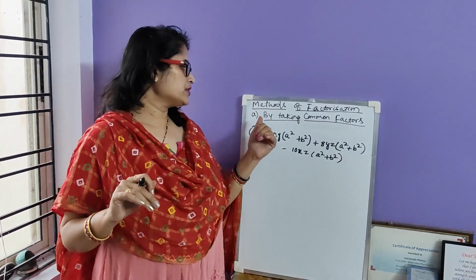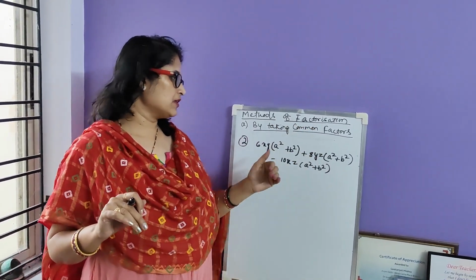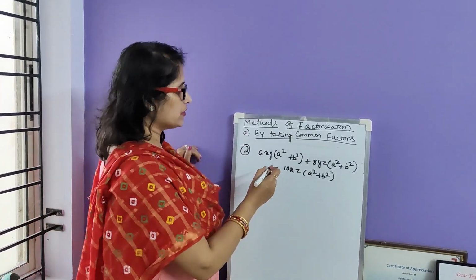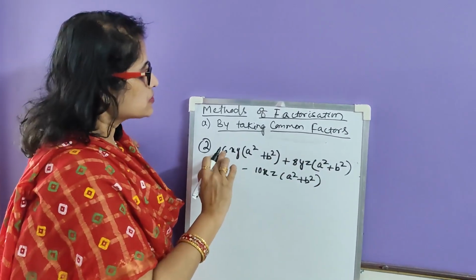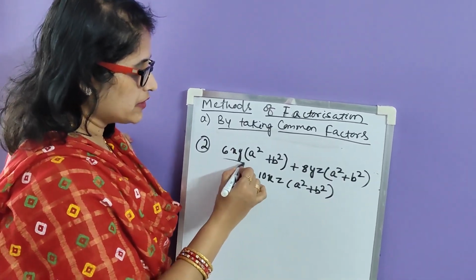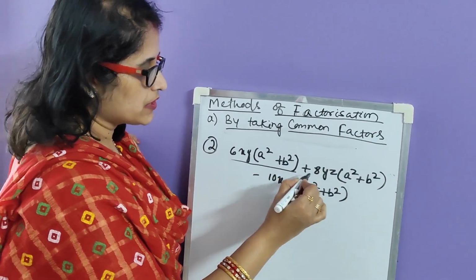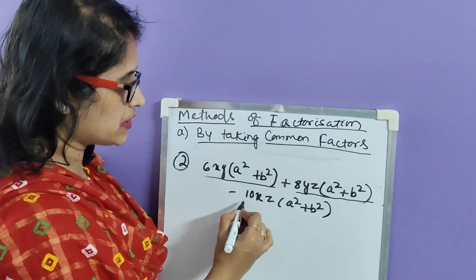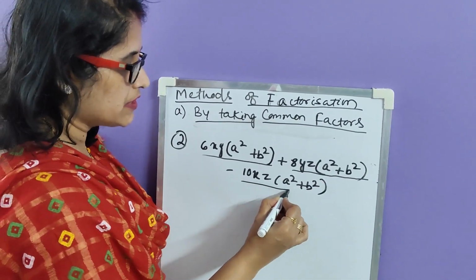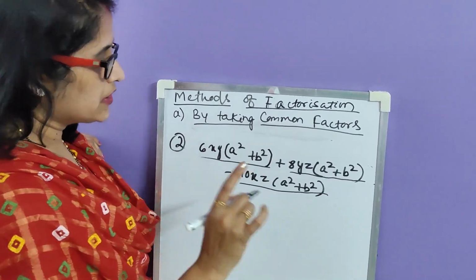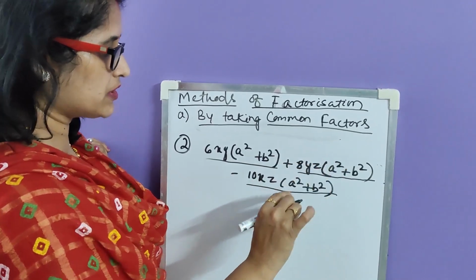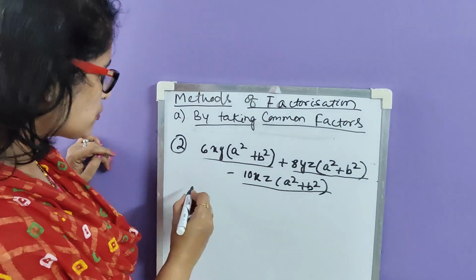So the same method by taking common factor, let's take another example. Now here there are three terms. The first term is 6xy multiply a square plus b square, the second term is 8yz multiply a square plus b square, and the third term is 10xz multiply a square plus b square. Now see, in everywhere a square plus b square is there. So what we will do?